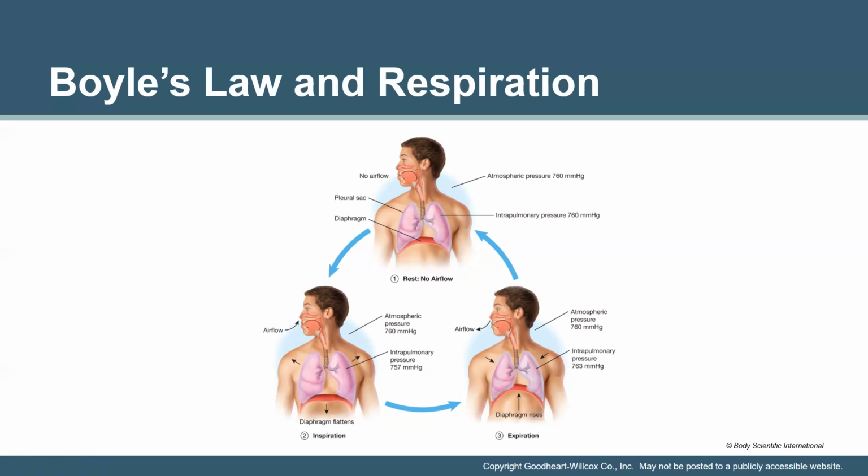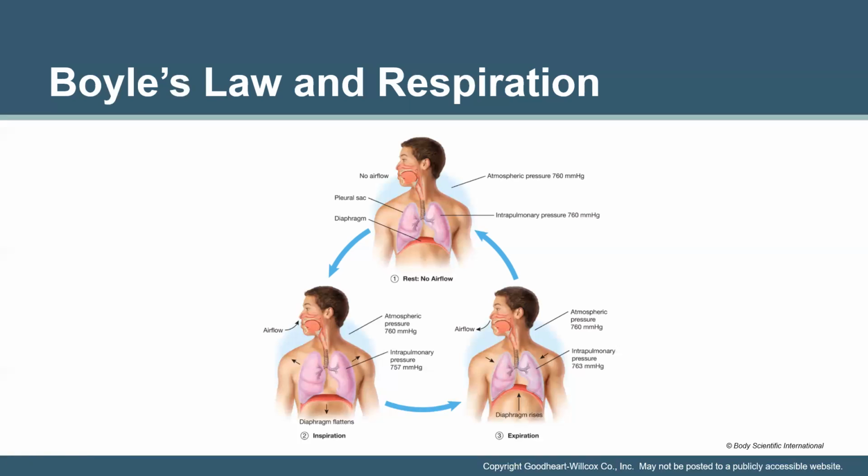Why this is relevant is that it affects breathing because of the differences between air pressure and intrapulmonary pressure. So, the air that's pushing down on us in contrast to what's inside of our lungs. At rest, both atmospheric and intrapulmonary air pressure are 760 millimeters of mercury. When these pressures are the same, lung volume, or amount of air in the lungs, does not change. At this point, there's no airflow.